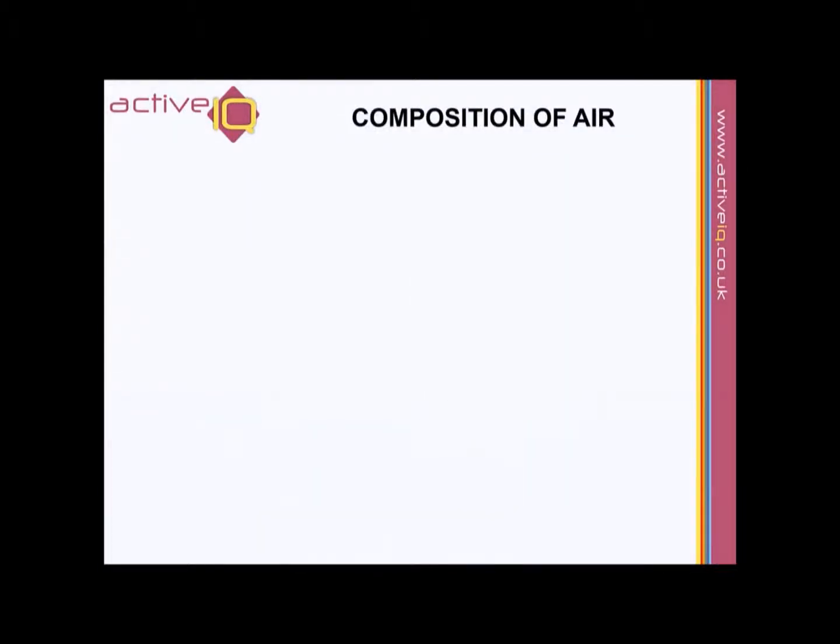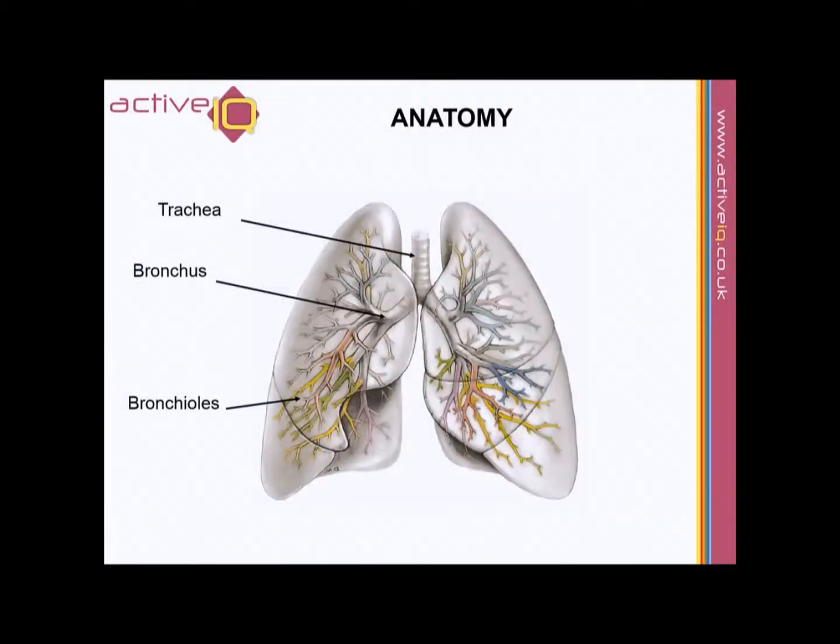So you can see there where the bronchus on the second arrow down comes in from the trachea, and then the bronchioles, these little branches, which carry the air deep into the lungs.